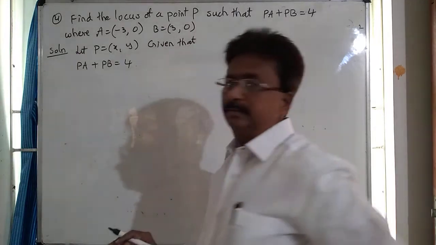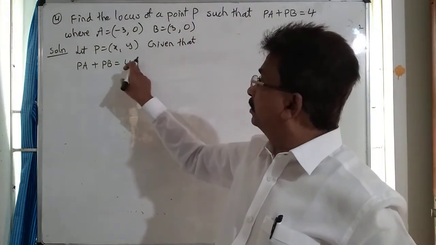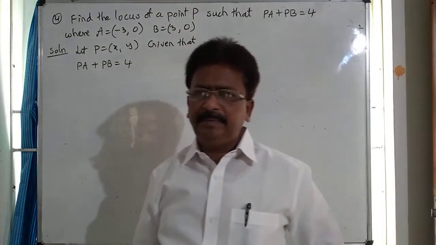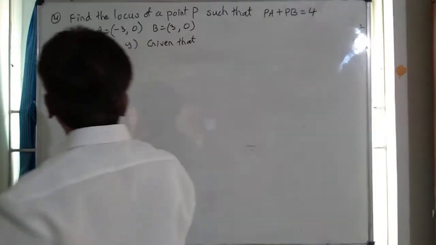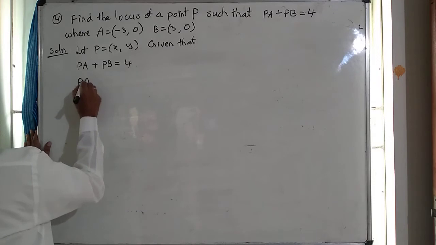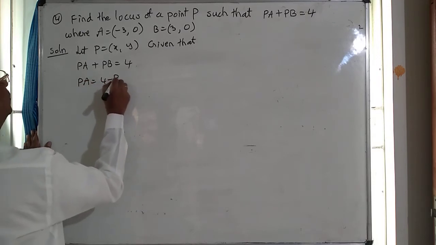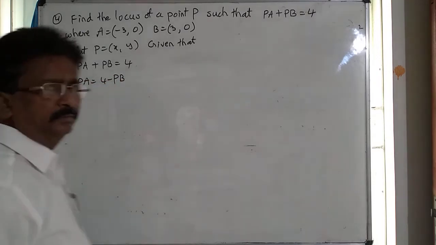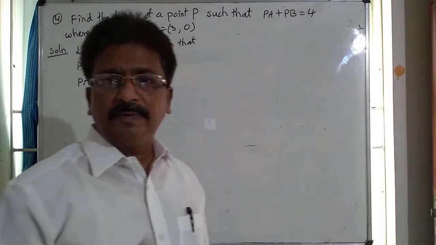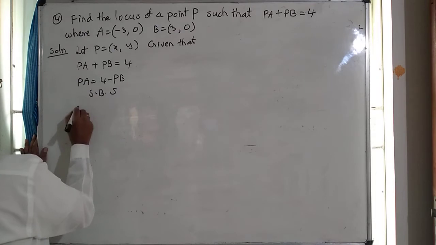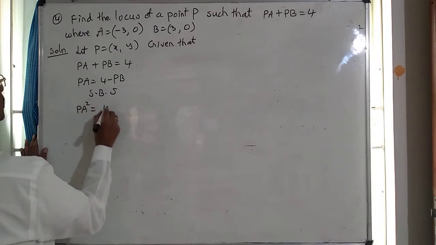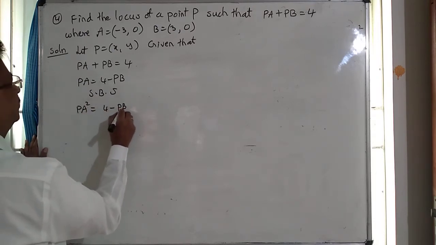Okay. Now take the PB to the right side. PB or PA, anyone, you take to the right side. PA is equal to 4 minus PB. Now squaring on both sides, let us square on both sides. Left side PA square, right side 4 minus PB whole square.